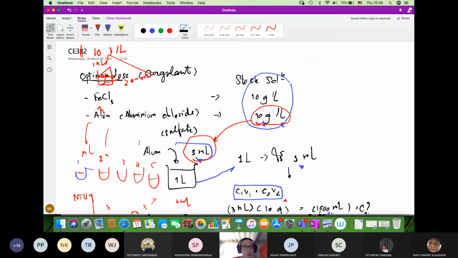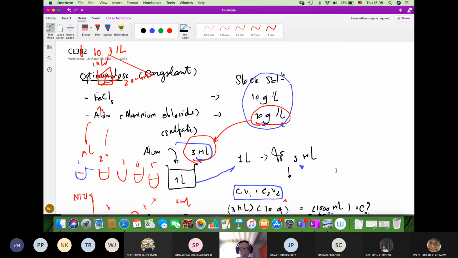Okay, just forget about that. Talking about the optimum dosage, dose means the amount, not the volume. We are using ferric chloride or aluminum chloride, taking 1 ml, 2 ml or 3 ml from the stock solutions. The stock solution that we prepare has a concentration of 10 grams per liter. So if we are taking 3 ml of the 10 grams per liter, what does it mean?